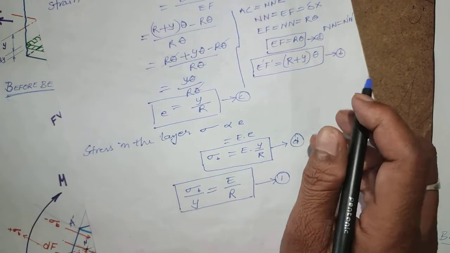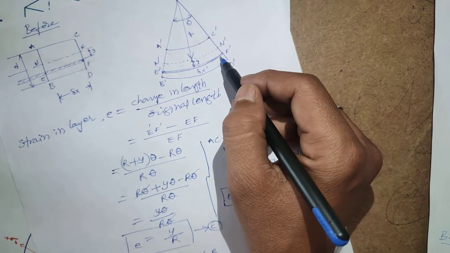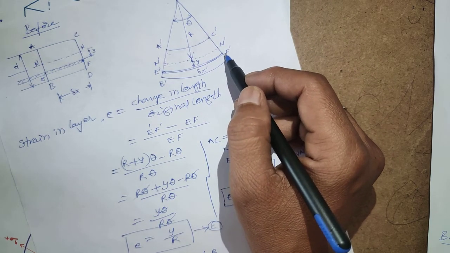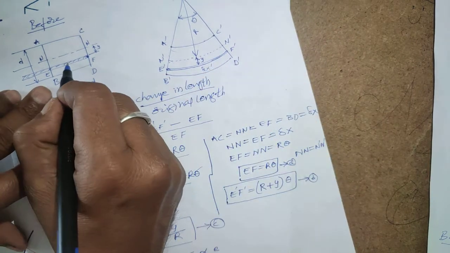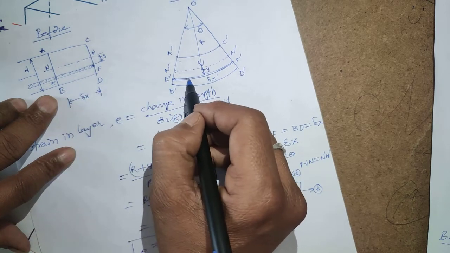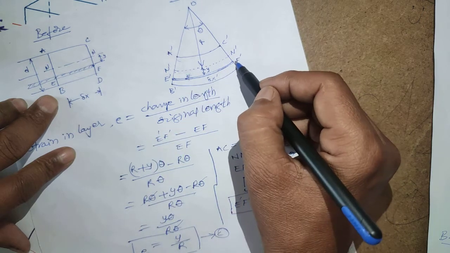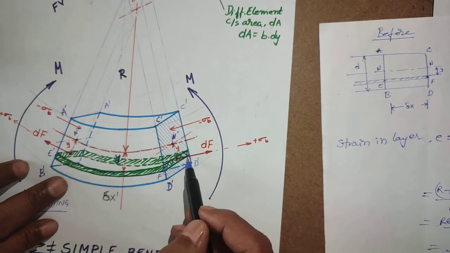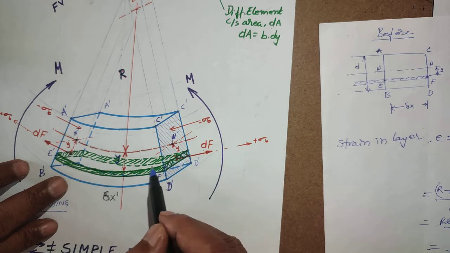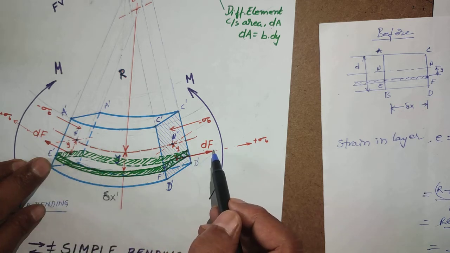Then what is the force in the layer? What is the force that will withstand the bending? That is called the resistance force in the layer. This is the resistance force, dF. I have written here, this is the resistance force by the layer. This layer will resist this much force, dF.